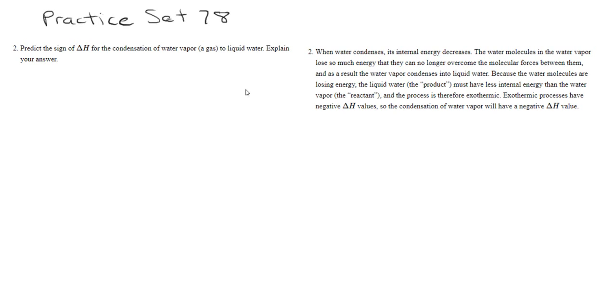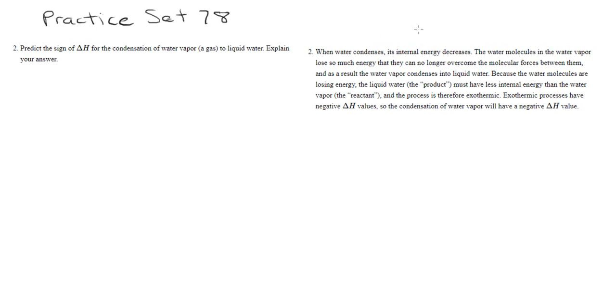This is practice set 78. I think you were supposed to do numbers 2 through 4. So here's number 2. Predict the sign of delta H for the condensation of water vapor, which is a gas, to liquid water. Explain your answer.